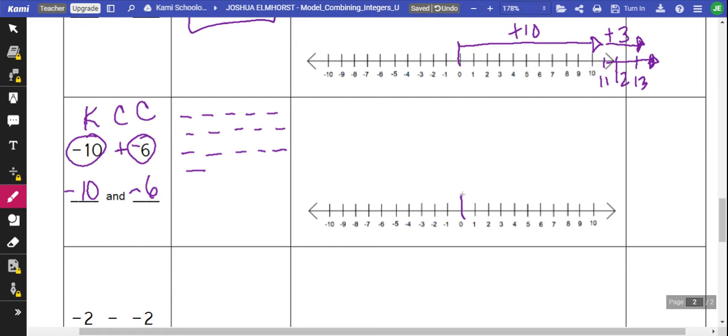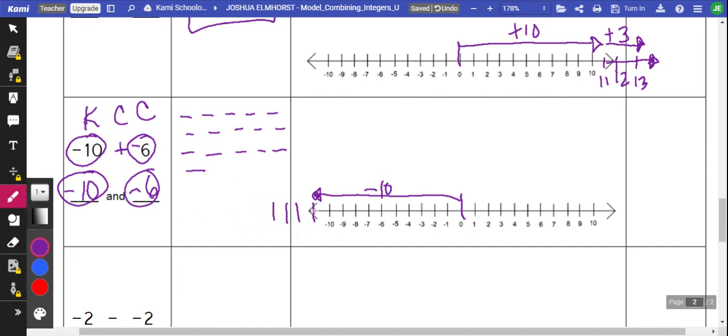So down here, we're going to go negative 10, and then we need to go negative 6 more. So 11, 12, 13, 14, 15, 16. Negative 16. So we're going to end up right here at negative 16 as our ending number.